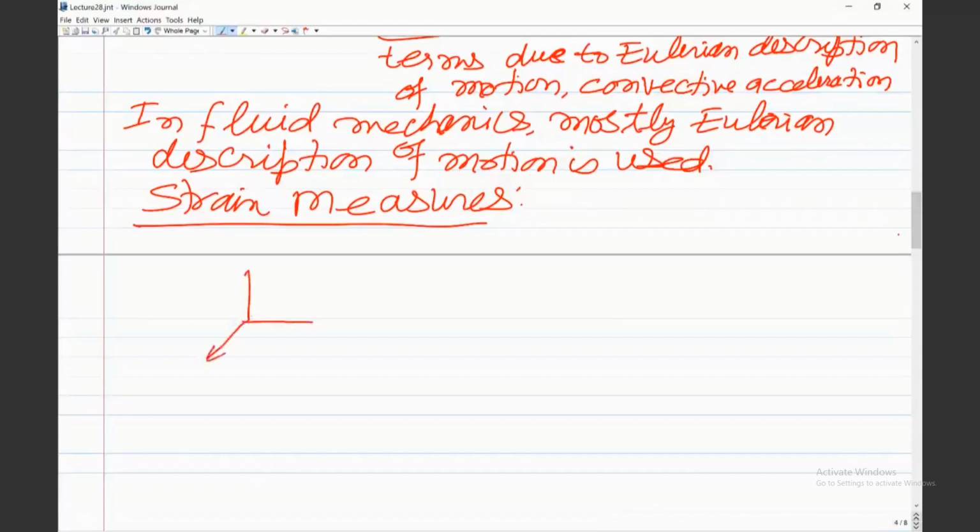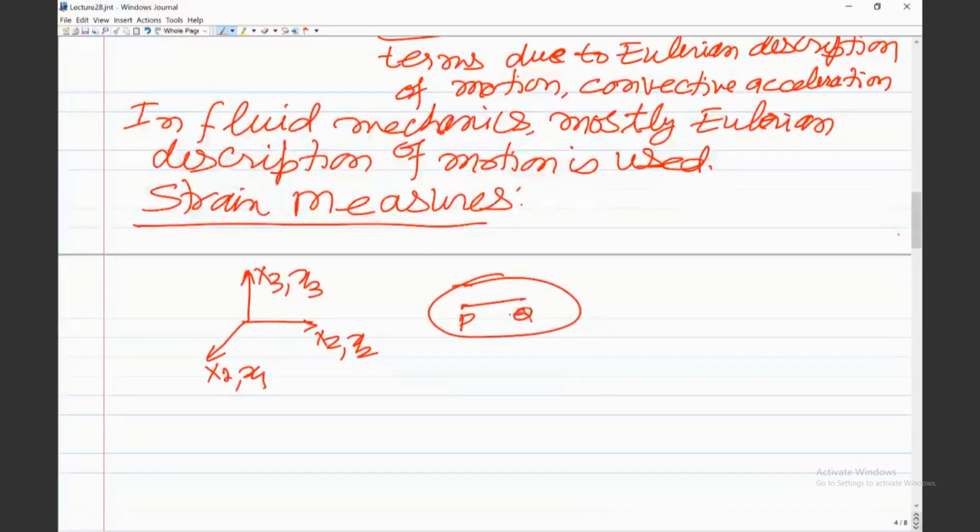So again, you have the coordinate axes, say the capital X1 is small x1, capital X2 is small x2, capital X3 is small x3, and this is the body in the reference configuration. And there are two points separated by an infinitesimally small distance ds, so that is PQ. And then this body changes into a deformed body at current time. So let us say this point P goes to P dash and Q goes to Q dash, and the distance between these two points becomes ds dash.